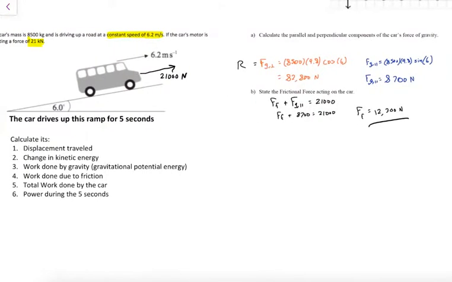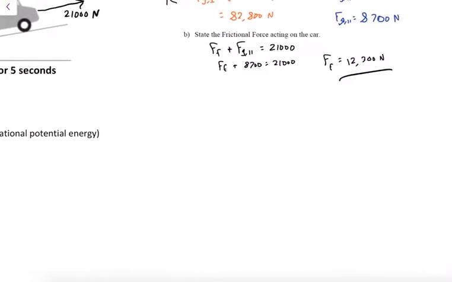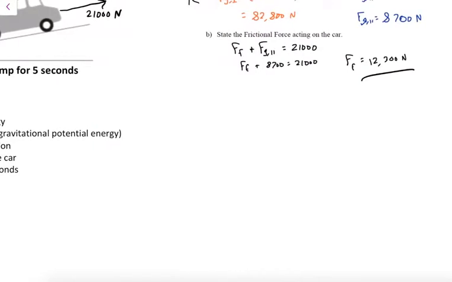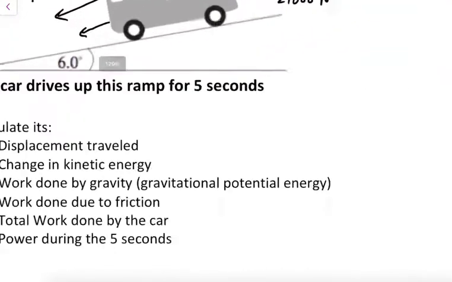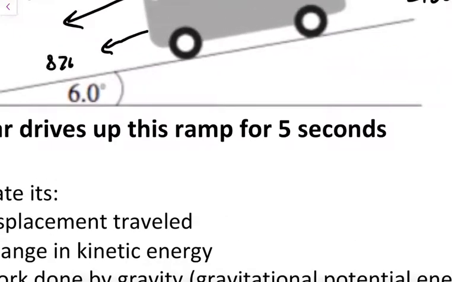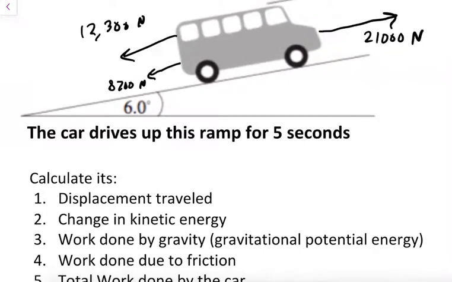So I would like to include those on this diagram so I can put a force of friction, which is 12,300 newtons, and a gravitational force, which is 8,700 newtons. That's due to the force of gravity, parallel, and this is the force of friction. So force of gravity, parallel.